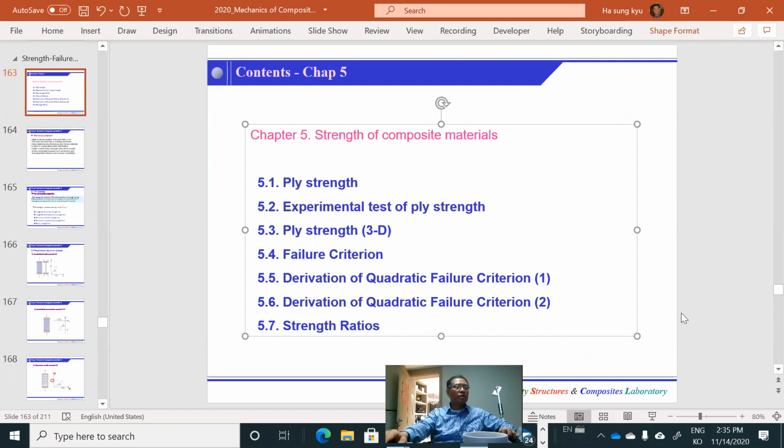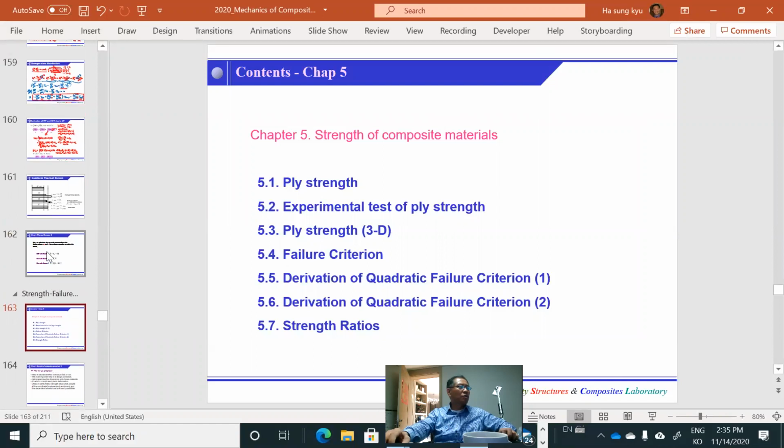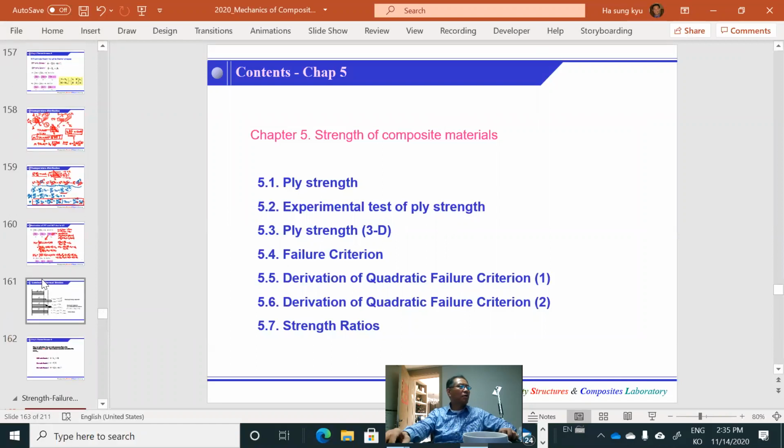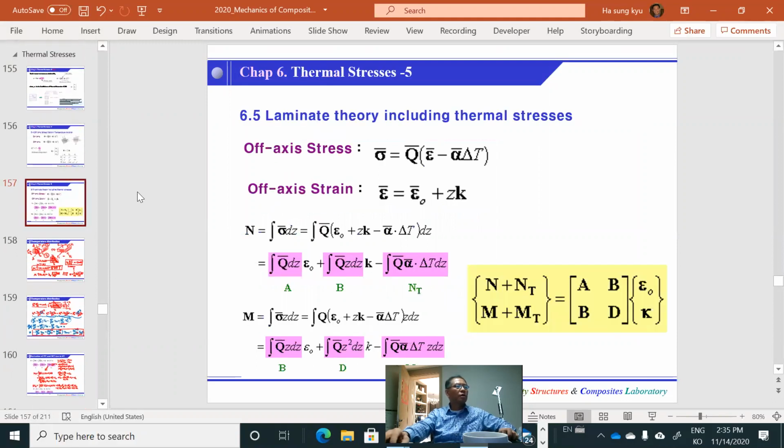And I think, considering the time remaining, we may not be able to cover all of chapter 5. Okay, so I don't want to go above 4 o'clock. So sorry, I'm going to change what we're going to do.